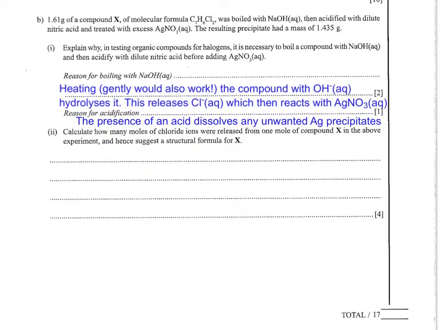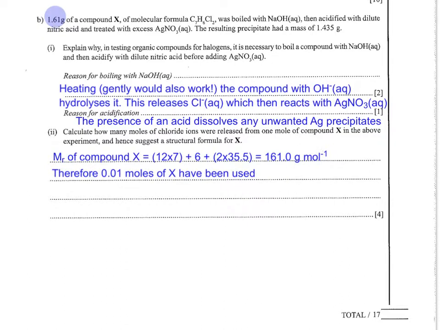Now they want us to calculate how many moles of chloride ions were released from 1 mole of compound X. So if we go back to our data, we've got 1.6 grams of compound X, which is C7H6Cl2. That gives us 161 grams per mole. So that means that we have 0.01 moles of X in 1.61 grams.